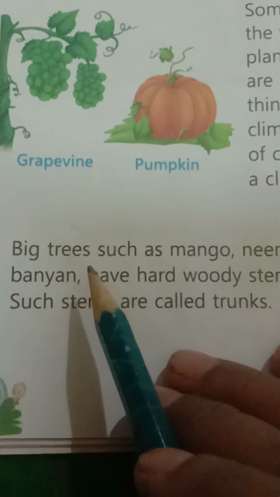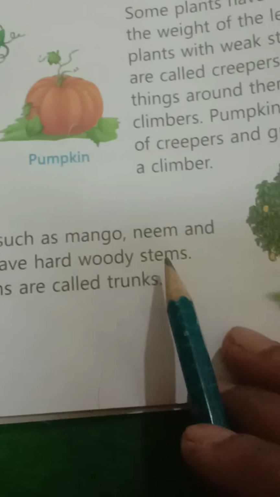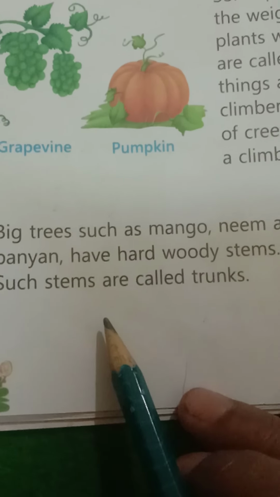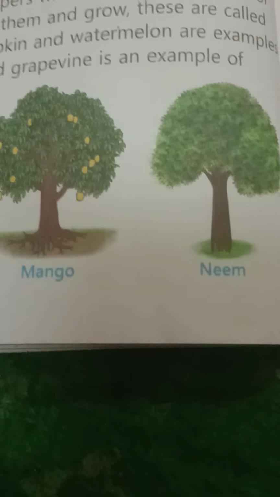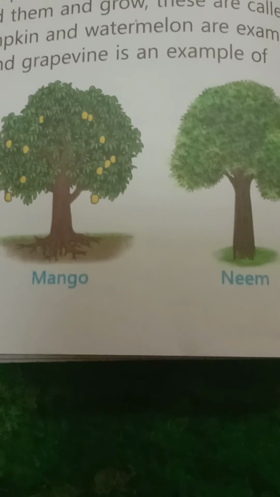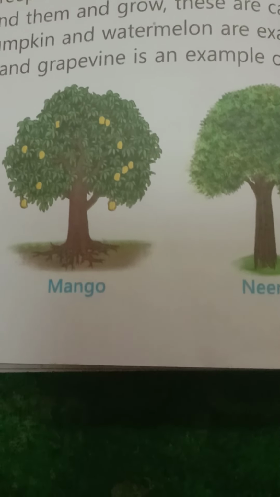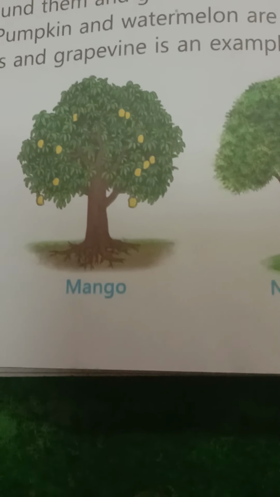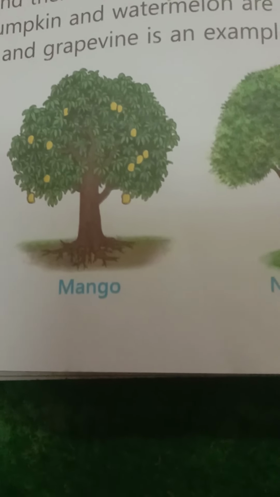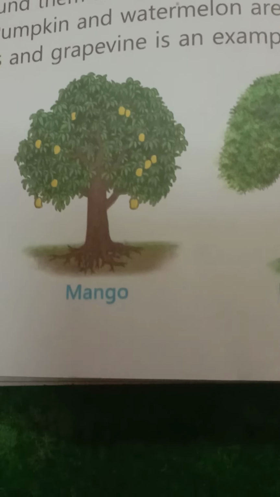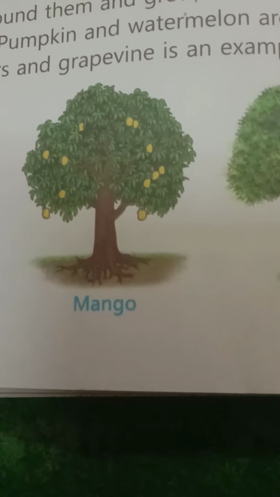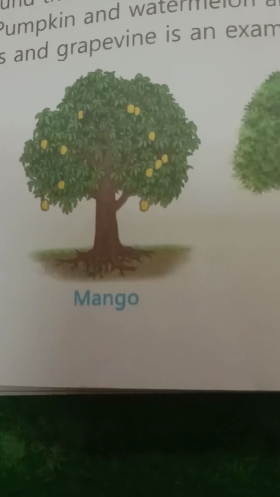Now, big trees such as mango, neem and banyan have hard woody stems. Such stems are called trunks. Student, trees are big and tall plants. They have a very thick, woody and hard stem called the trunk. This single main stem or trunk gives rise to many branches that bear leaves, flowers and fruits. Neem and mango have trunks.